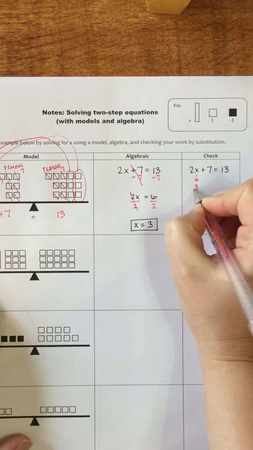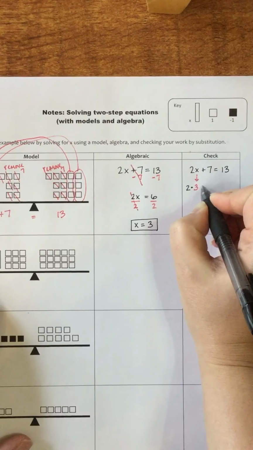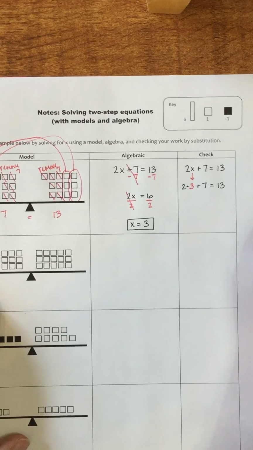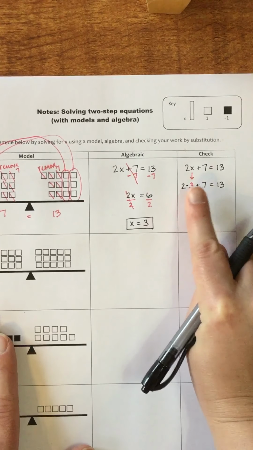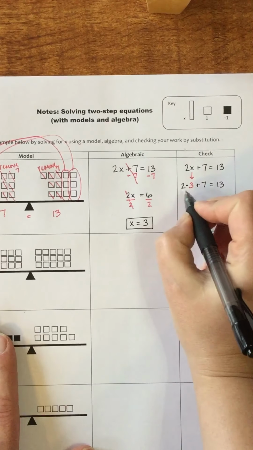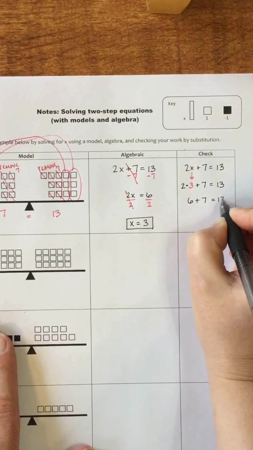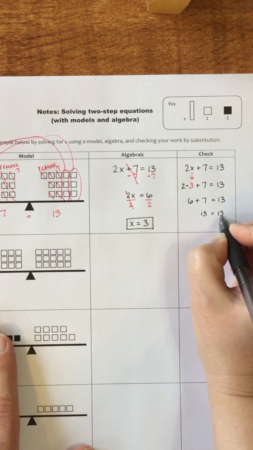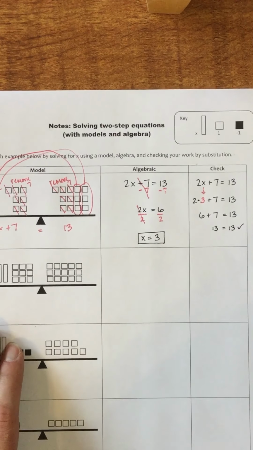I'm going to substitute in the solution, write the equation, think of it like an order of operations problem, and then I'm going to work it forwards again. I have multiplication and I have addition. In the order of operations, multiplication comes first. 2 times 3 is 6. 6 plus 7 is 13. I have 13 on the left, 13 on the right, and so I do have a true statement.